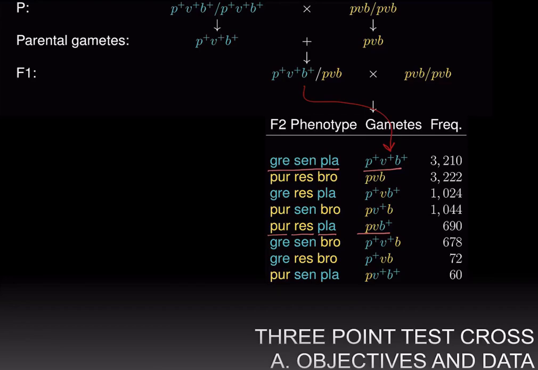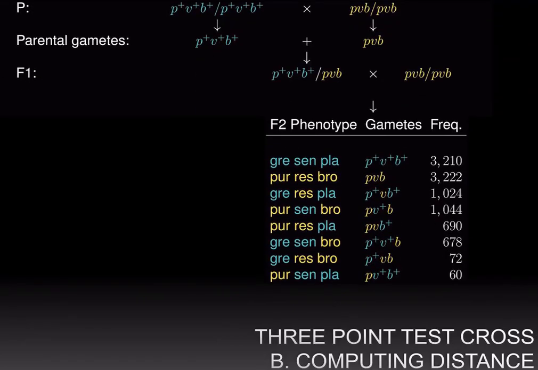And our goal is, given these data, to determine as a first step how far apart these genes are. And so let's get started, and we will work with pairs of genes, and perhaps we will work with PV first. And the first step in working out a 3-point test cross is to write down the parental genotypes for the pair of genes.